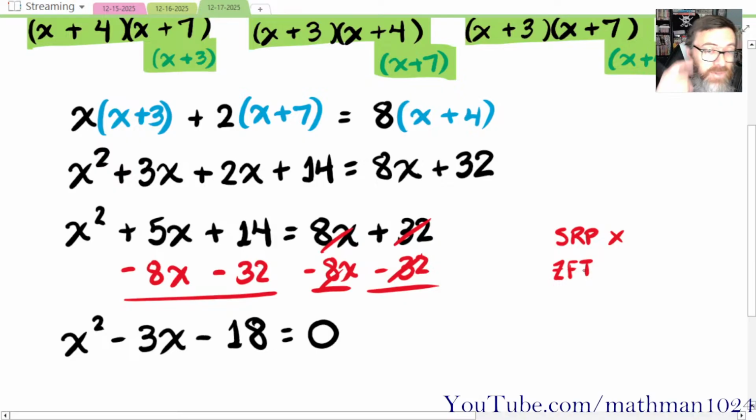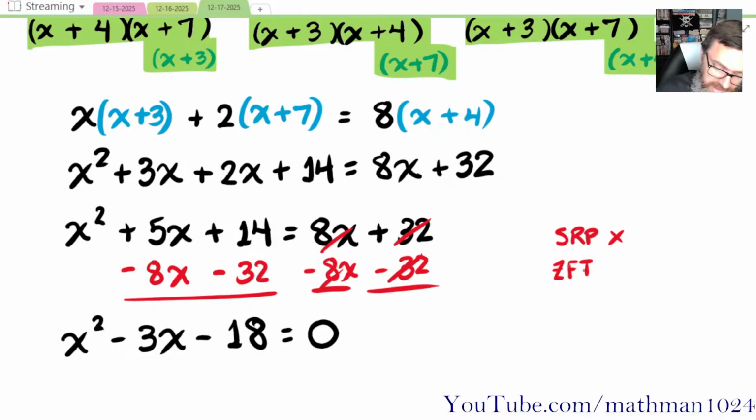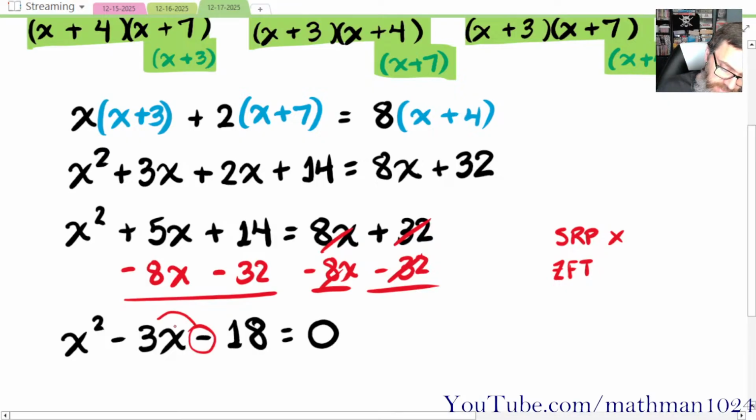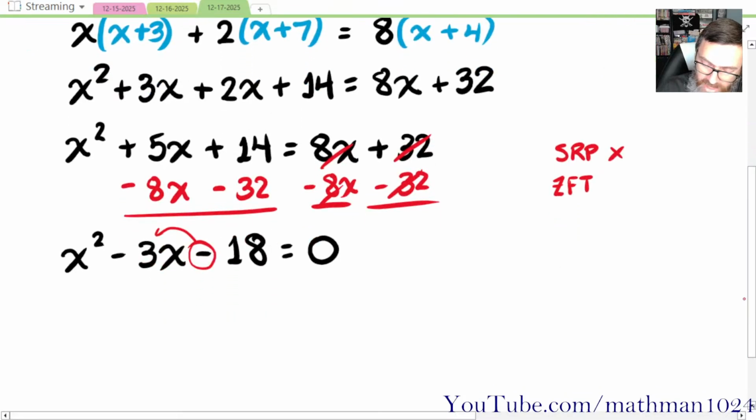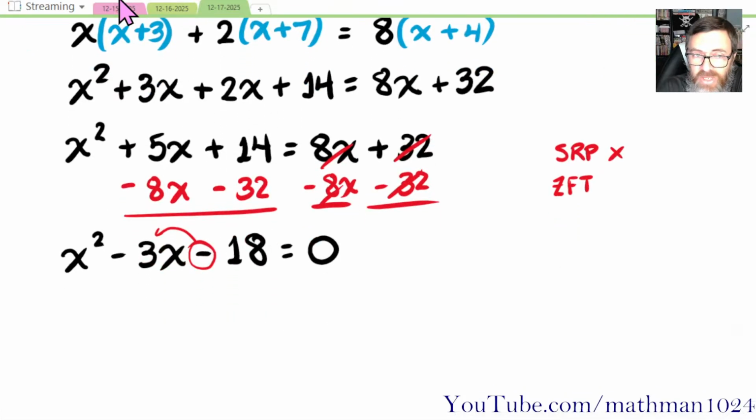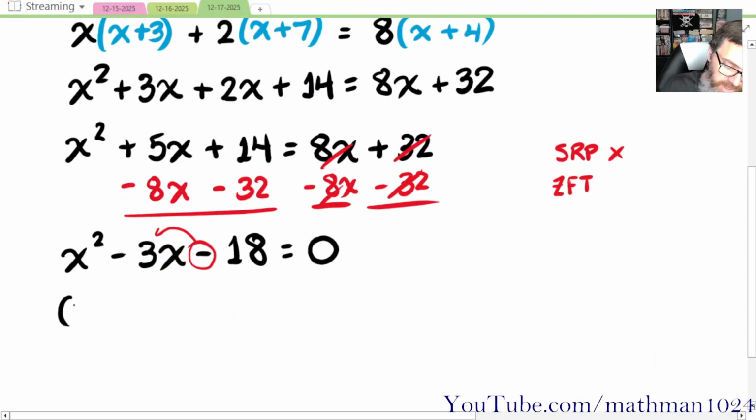Can I factor this? Well, let's see. My lead coefficient is 1. Look at the constant. Are there factors of 18 that have a difference of 3? And I hope that we can see that the answer is yes. We use 3 times 6 or 6 times 3, and that's going to give us exactly what we want.